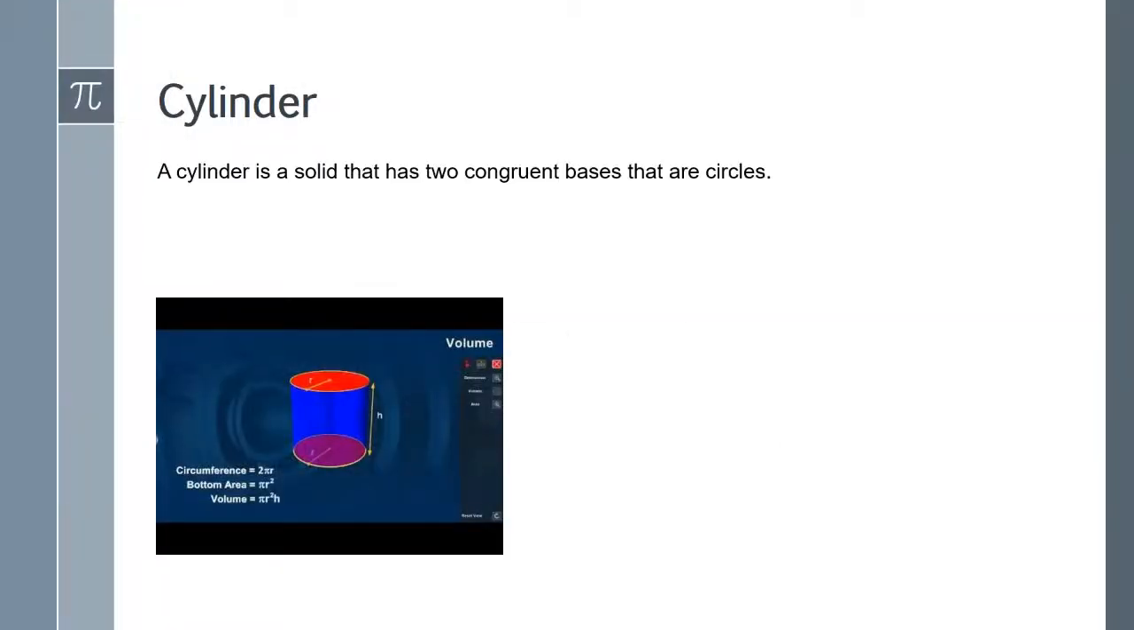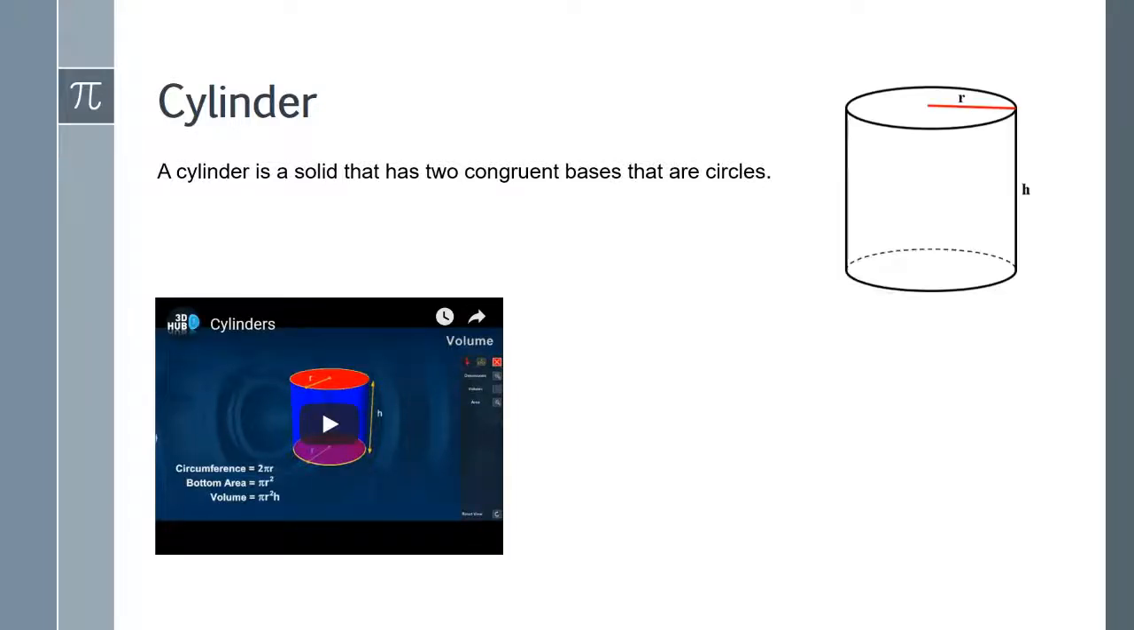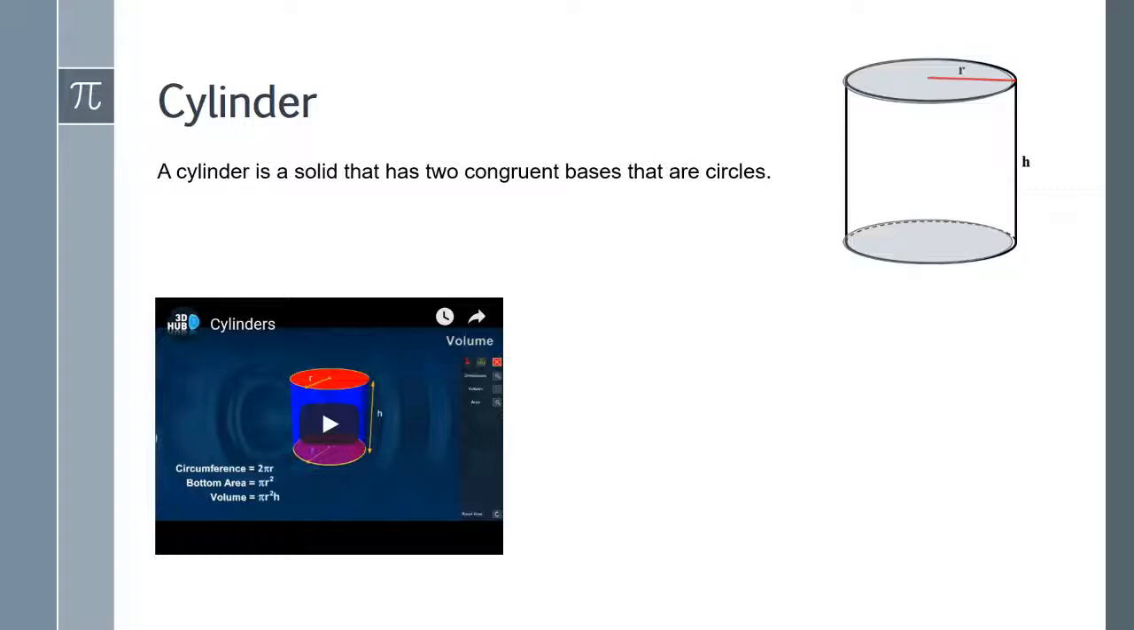So again, what is a cylinder? It's a solid that has two congruent bases that are circles. So here's what one looks like. And see, there are your two congruent bases, they're both circles.